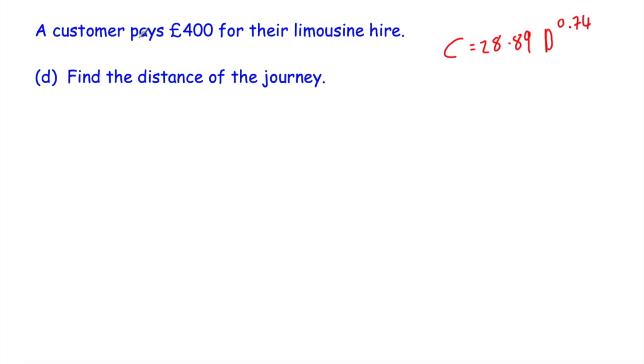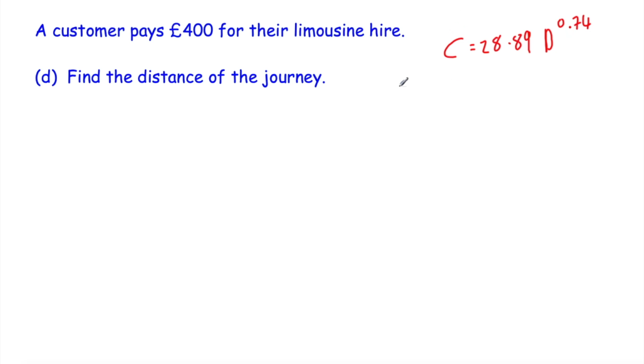Okay, and let's have a look at our last part. Our last part says a customer pays £400 for the limousine hire. Find the distance of the journey. So we want to find the distance this time. So we know the cost is equal to £400. So we've got cost is equal to 28.89 multiplied by d to the power of 0.74.